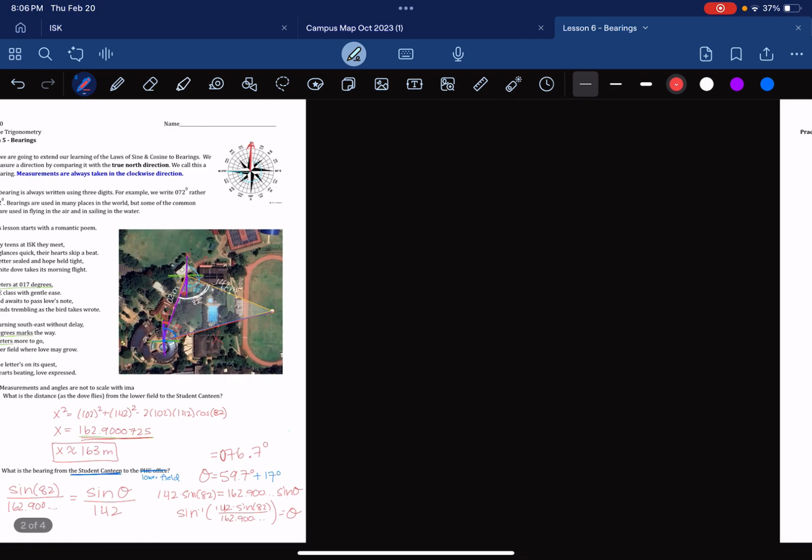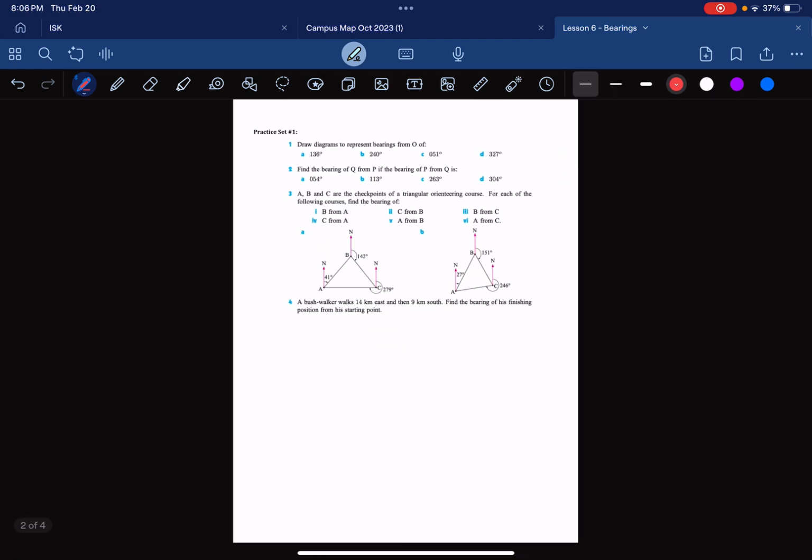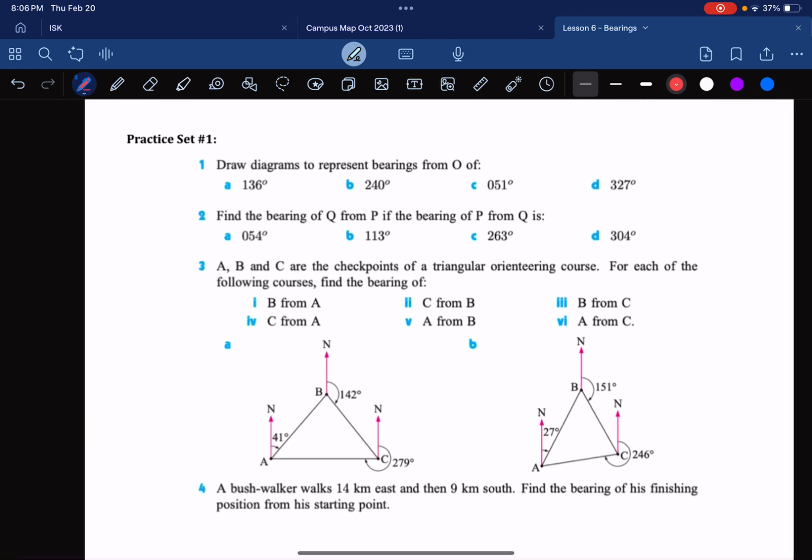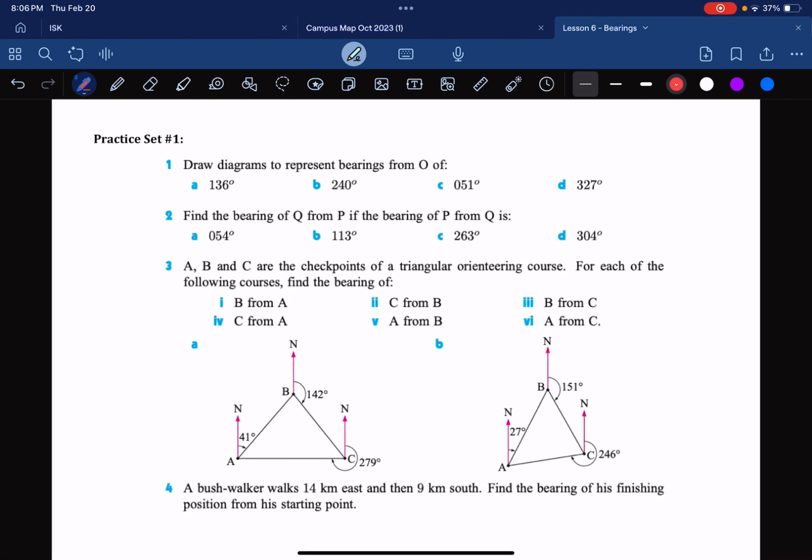All right. So the next part of this is practice. And hopefully number 1 is pretty straightforward. But if not, then make sure that you ask the person next to you. I am going to go over question 2A because students found this one confusing. So find the bearing of Q from P if the bearing from P from Q is blah. So I need to start with this, and then I can find this. So this is what I do second.